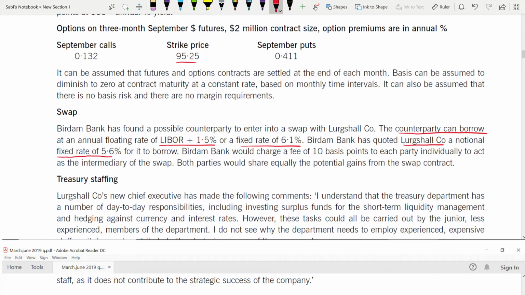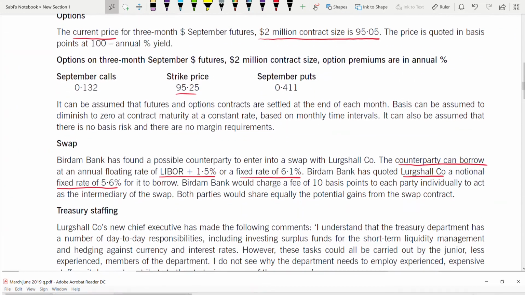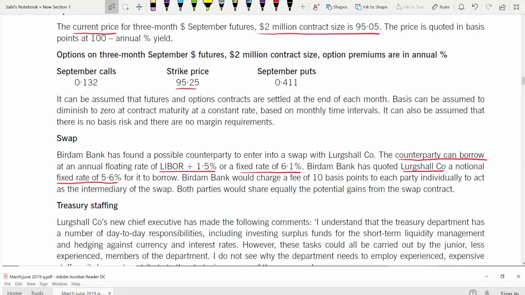It is 5.6% because we already know the variable rate for Lakshal company, right? That was LIBOR plus 50 basis points, but we don't know the fixed rate. So the fixed rate is 5.6% for Lakshal. For the swap to work, remember we need a fixed rate and a variable rate for both the company and the counterparty. So there should be a total of 4 rates, 2 variable rates and 2 fixed rates, of the counterparty and the company.